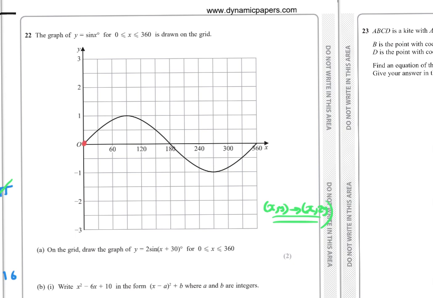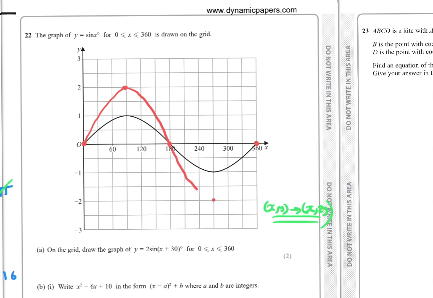For that one, we have 90 and 1. No change for x, multiply 1 by 2, so this is the image of this point. And no change for this point because y equals 0. And for that point, 270 and negative 1, multiply y by 2, so negative 2. So now this is the curve, and that's 360, where y equals 0, so no change. Now this is the curve after the vertical stretch by scale factor 2.